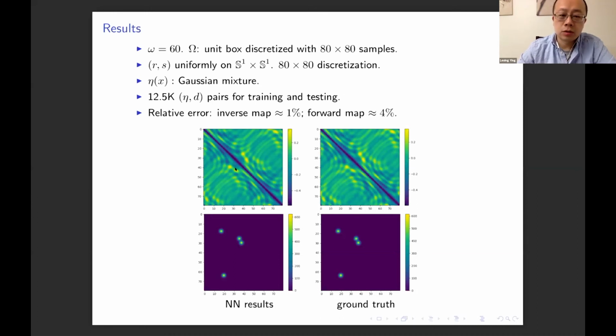Okay. The picture here is trying to show you what kind of error we get for the inverse map, which approximates the neural network, and also what kind of error we get for the forward map. You see that the neural network results and the ground truths are almost indistinguishable visually. If you take a look at the error, the inverse problem has about 1% error, and the forward problem about 4% error. The error is still noticeable, but on the other hand, I think it's sufficiently small that it becomes useful for inverse problems for scattering.